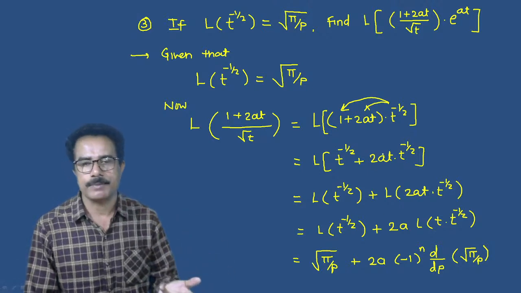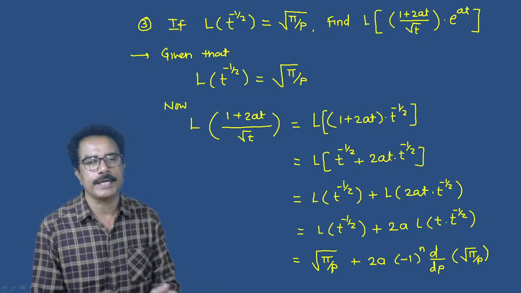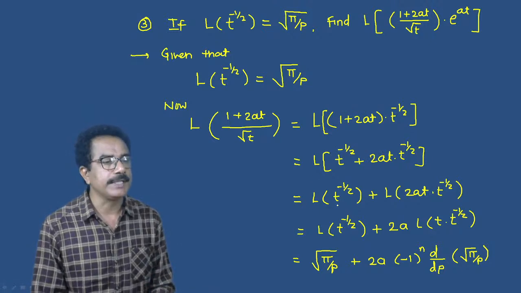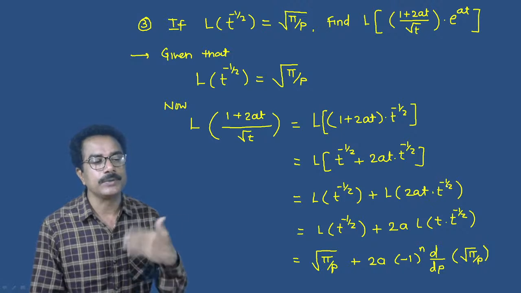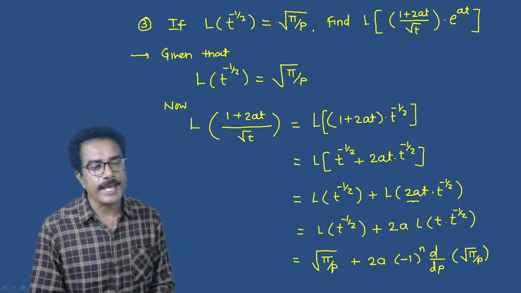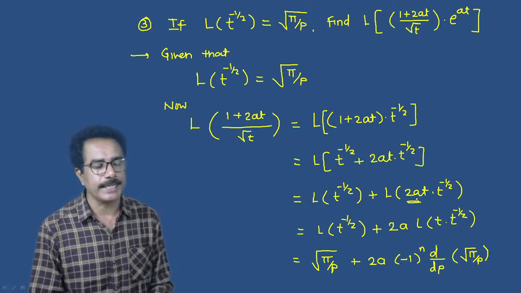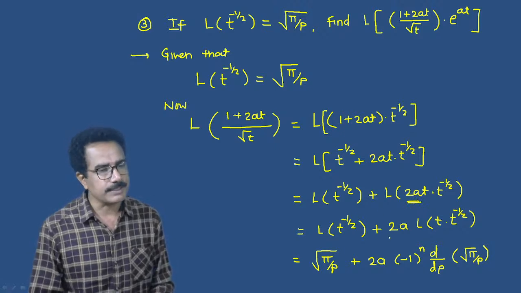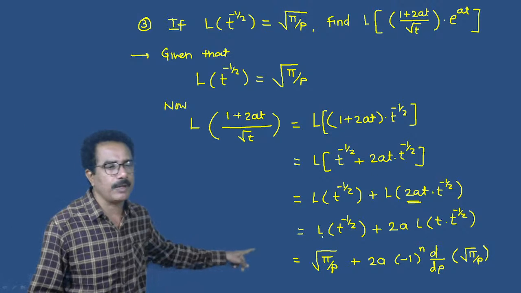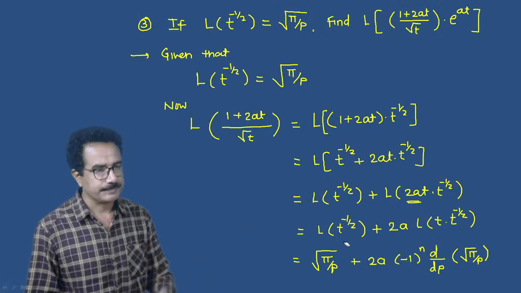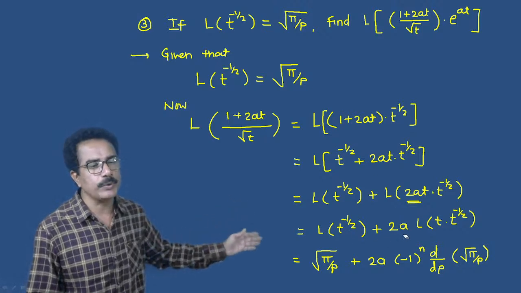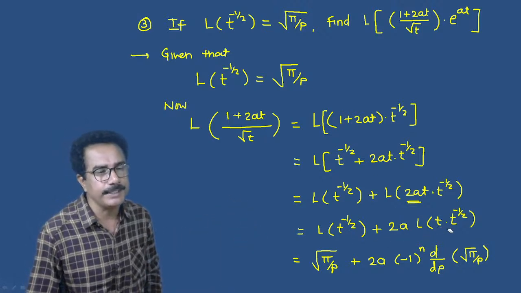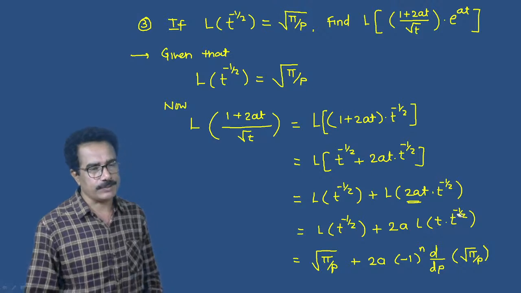You know that Laplace transformation is a linear transformation, so we can write the Laplace transform of t raised to minus 1 by 2 plus the Laplace transform of 2at into t raised to 1 by 2. But 2a is a constant coefficient, so we can take it out of the Laplace transformation. So the Laplace transform of t raised to minus 1 by 2 plus 2a as it is, the Laplace transform of t into t raised to minus 1 by 2.